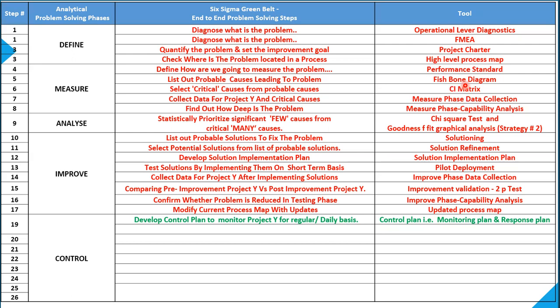Probable causes get converted, or we segregated highly critical causes from the probable causes. The very next question is, can we work on all critical causes?